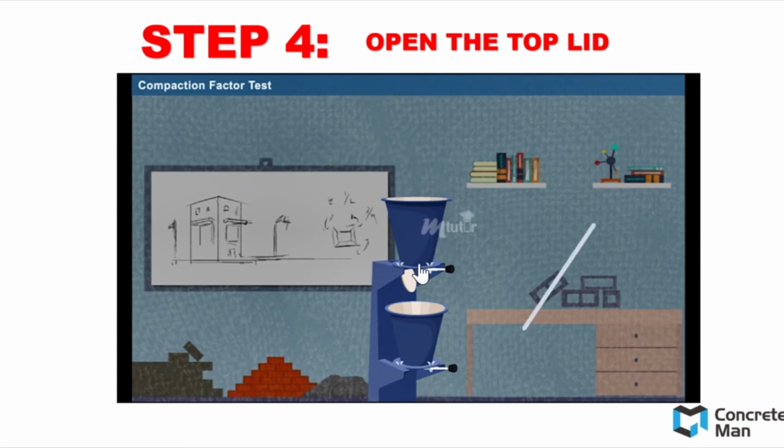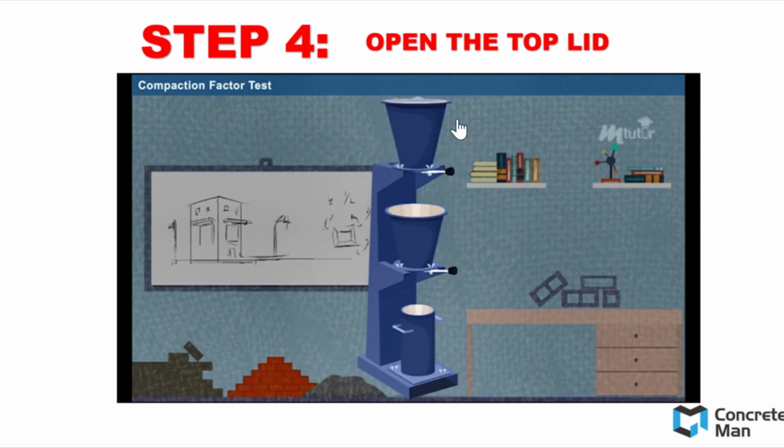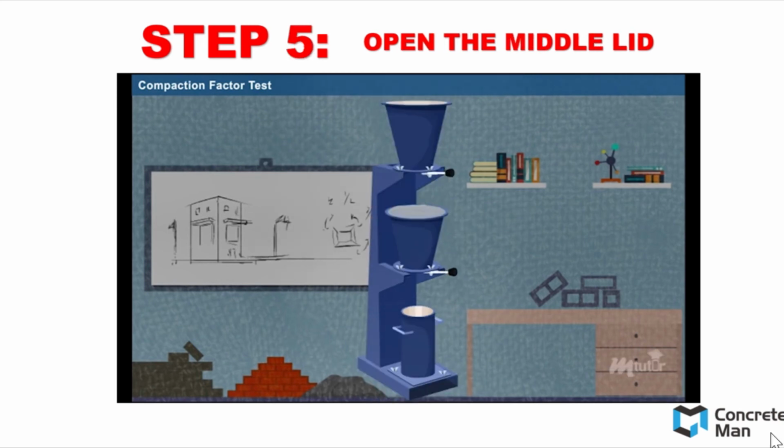Once everything is ready, open the top lid, so the concrete will fall into the second hopper. There will be some leftover stuck on the surface of the lid, so you need to use a rod to help it fall to the second hopper. Once all the concrete has fallen down to the second hopper, open the lid and let the concrete fall into the last cylinder. A lot of concrete will fall out, and the remaining concrete on top of the cylinder must be removed. Remove all the excess concrete surrounding the cylinder.